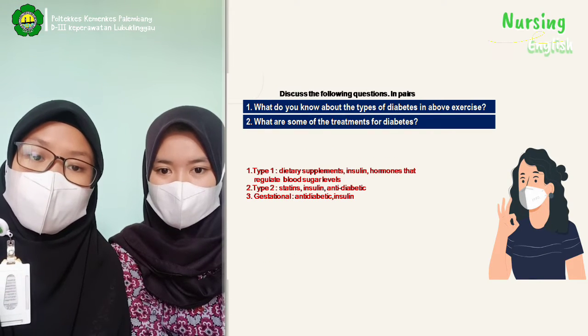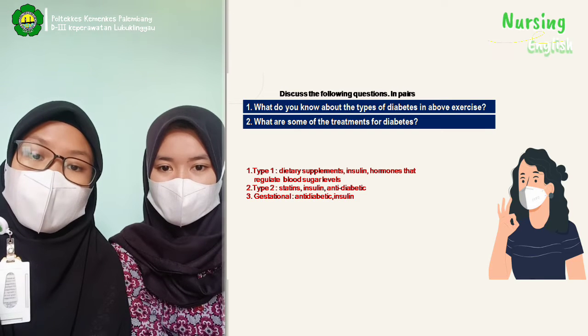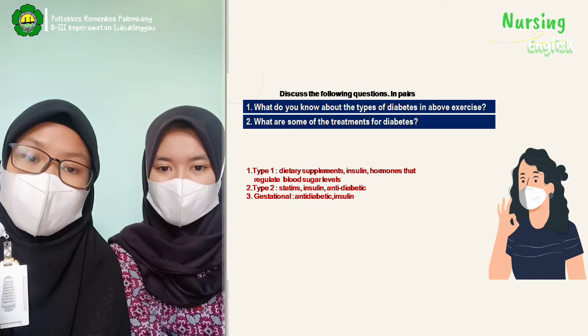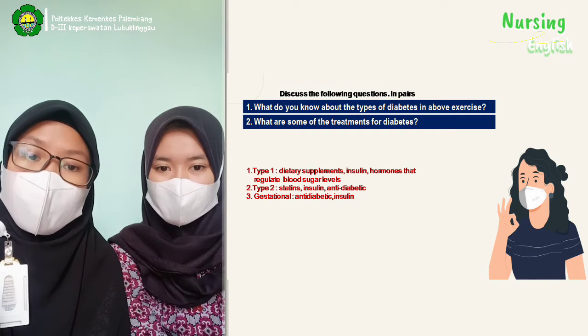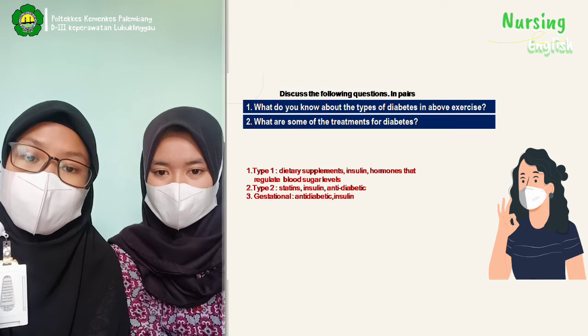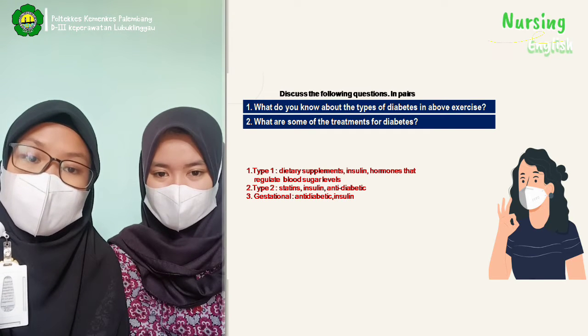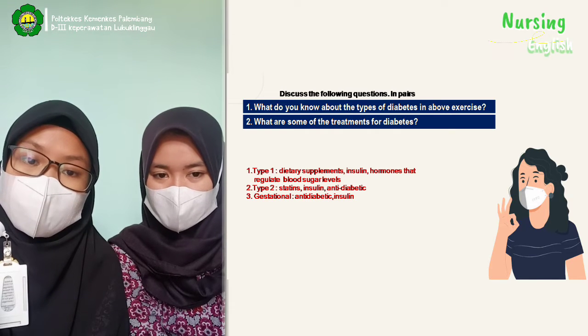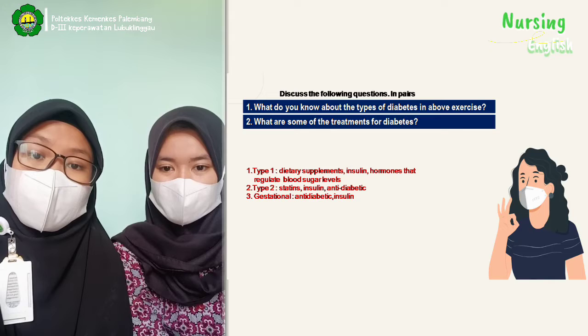What are some of the treatments for diabetes? Answer. Type 1, dietary supplement, insulin, hormone that regulates blood sugar level. Type 2, statins, insulin, anti-diabetic. And 3, gestational, anti-diabetic and insulin.